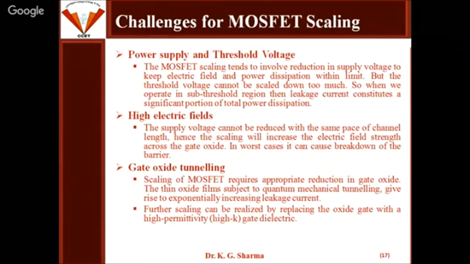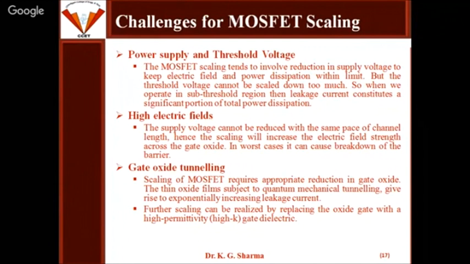Suppose we take a simple example where we are scaling down the supply voltage from 2 volt to 1 volt, where threshold voltage is scaled down from 0.8 to 0.5. The difference VDD minus VT is significantly decreasing, and because of this the leakage current is increasing, and because of that the power dissipation is also affected. But the threshold voltage cannot be scaled down too much, so when we operate in the subthreshold region, leakage current constitutes a significant portion of the total power dissipation.